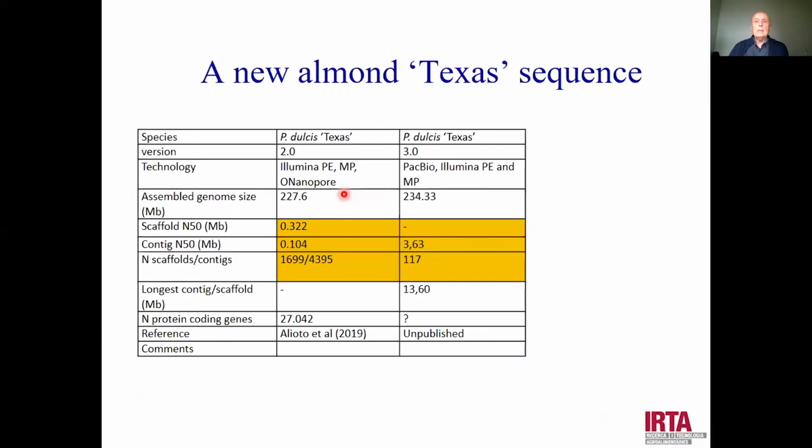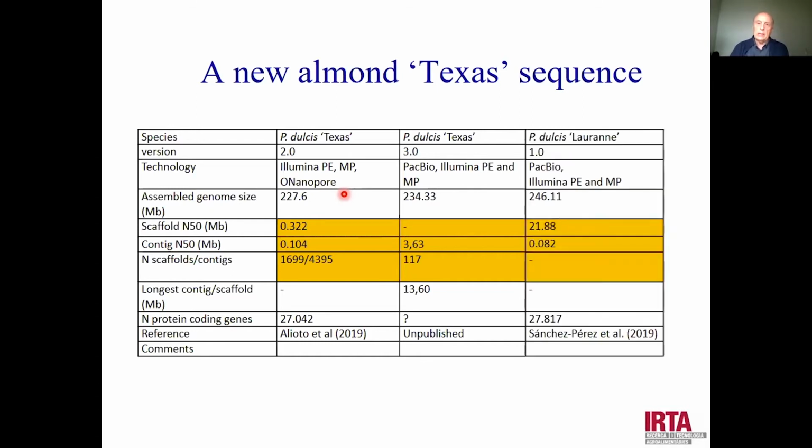So, one thing that we are currently doing is upgrading this Texas sequence, and we have added some PacBio sequences, and we have clearly improved contiguity, and now we have a sharper tool for genetic analysis. There is also another sequence of almond, the sequence of Lorraine, a French variety, that is also based on PacBio, and that is also a help for genetic analysis.